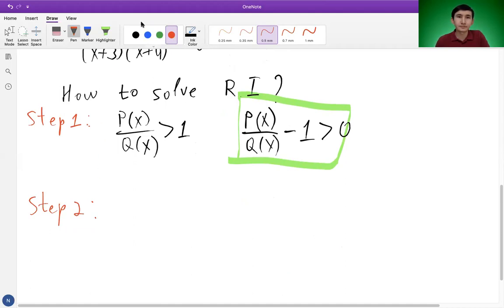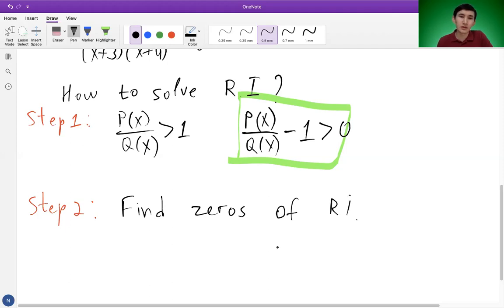Second step. Now we have to find zeros of the function. We've learned multiple methods for solving. For example, if you have a quadratic function, you know how to solve it. So step 2 is finding the zeros of the rational inequality. And here note that the denominator cannot be equal to 0. Denominator must not be equal to 0.